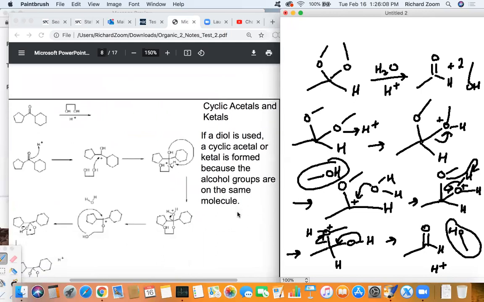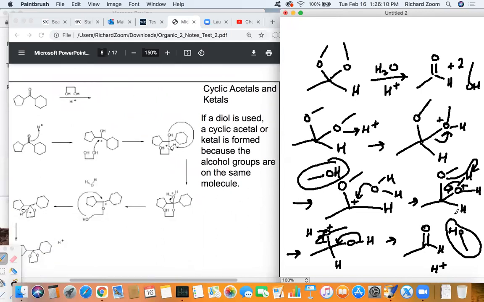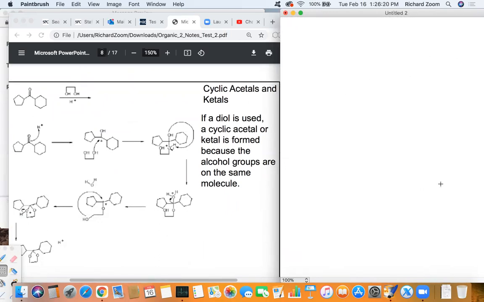All right. So now we're moving into the realm of one of the things you'll have to do on the test, which is a mechanism. It's either going to be one of 2 things, and I'm going to be very clear about the 2 possibilities that we're going to see here. We can look at a cyclic acetal formation.